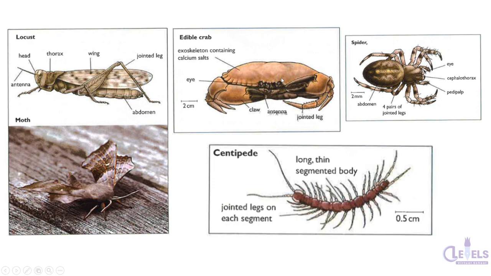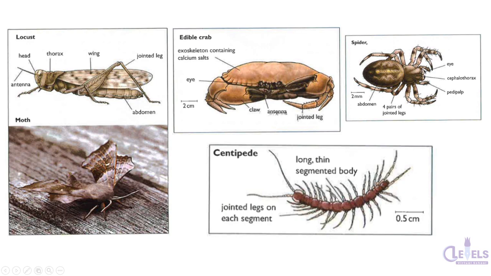And the crabs are the crustaceans. They have more than 4 pairs of jointed limbs, and they have gills because they live underwater as well. Spiders have 4 pairs of jointed limbs, because they have 8 limbs: 1, 2, 3, 4. And their body is divided into 2 parts. See, this is one part and this is the second part.